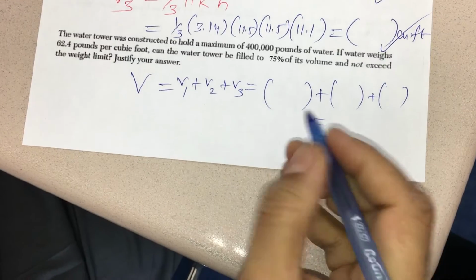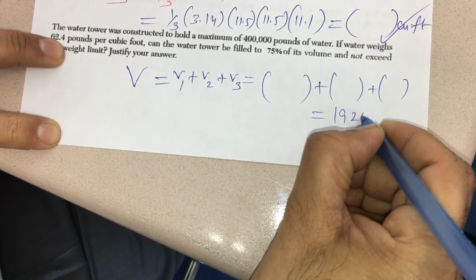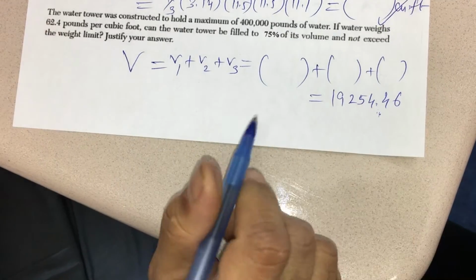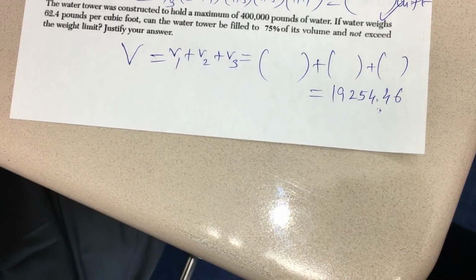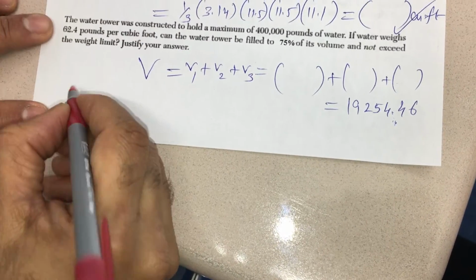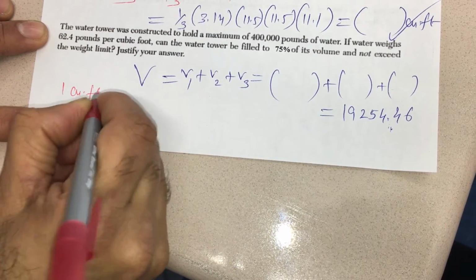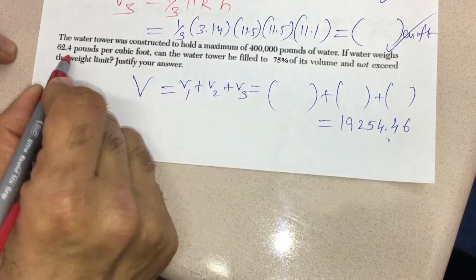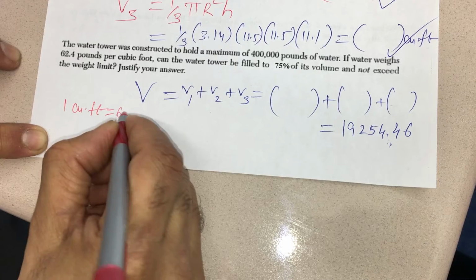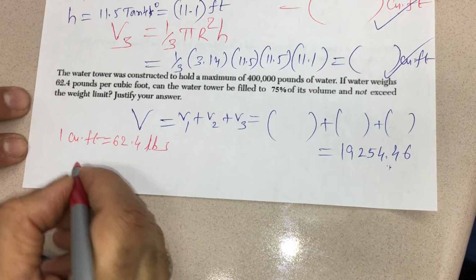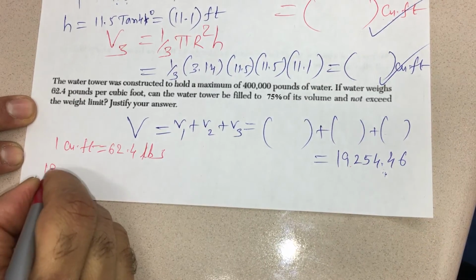How much did I get here? 19,254. I won't give you points if you copy this without showing these values. So be careful. Next, the last thing. Here the question is saying 1 cubic foot is equal to, how much is given? 1 cubic foot weighs 62.4 pounds.